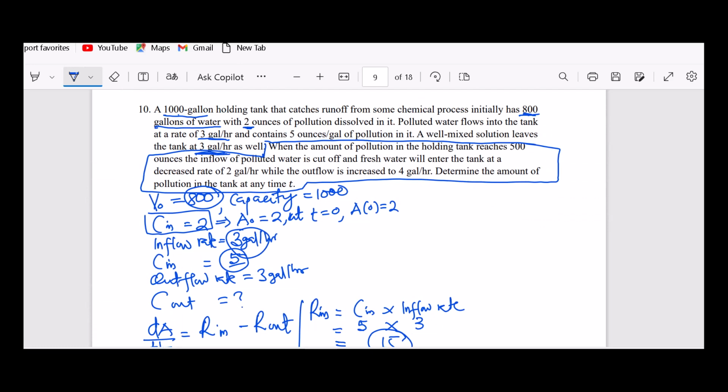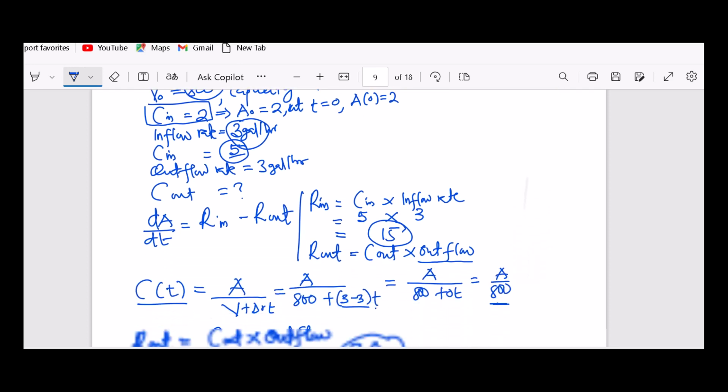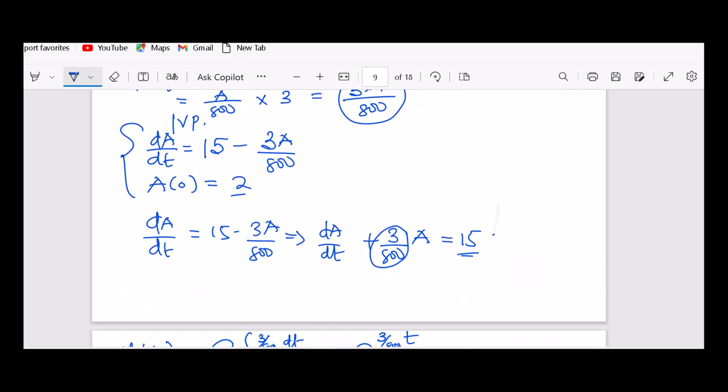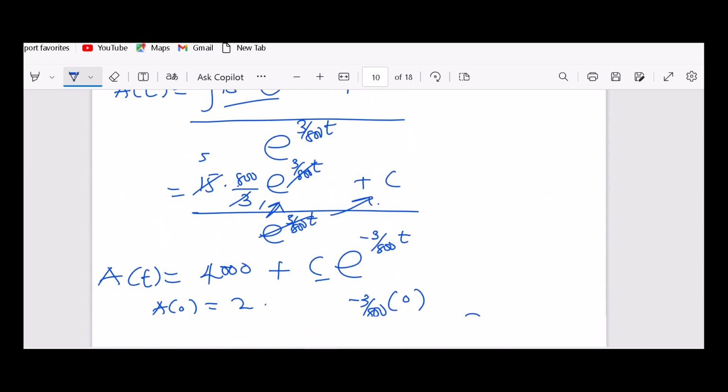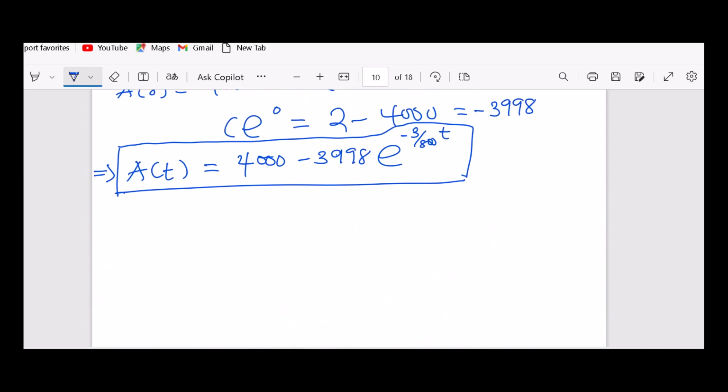When the amount of pollution in the holding tank reaches 500 ounces, the inflow of the polluted water is cut off. Okay, so it means now fresh water is going in. That part didn't start from time equals 0, so we have to write a different IVP for it.